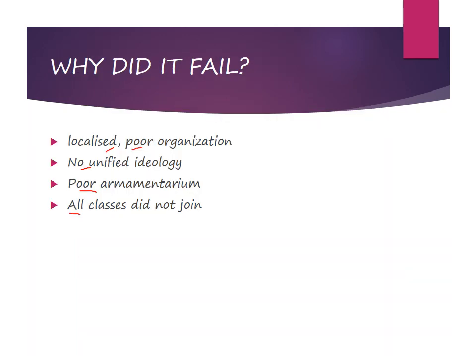So why did it fail? This revolt failed because it was localized, poorly organized. There was lack of leadership. All India participation was absent. There was no unified ideology. Poor armamentarium. Poor arms and equipment, swords, spears, few guns. On the contrary, the British armamentarium was very much advanced. All the classes did not join.